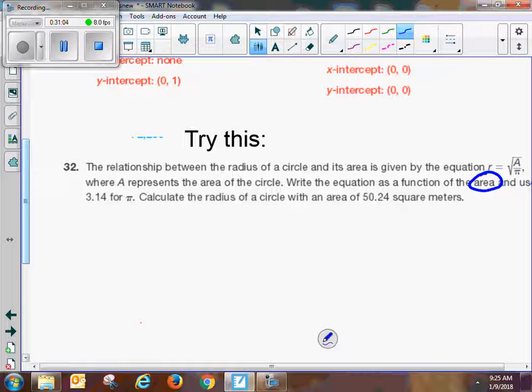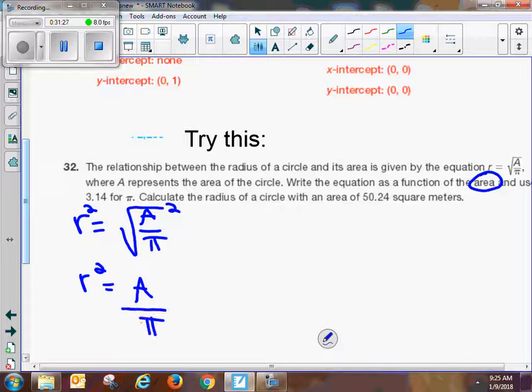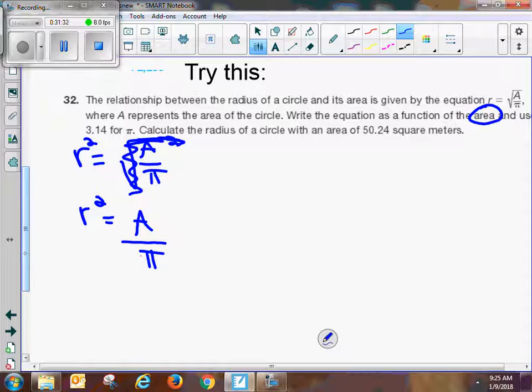Okay, so if I want to take my r equals square root of a over pi, I want to solve for a. Help me. What would you do first? Very good. So we're going to square both sides. Almost there. Say it again. Multiply by pi. Oh. Do we know that? Okay. So we've got a equals pi r squared.